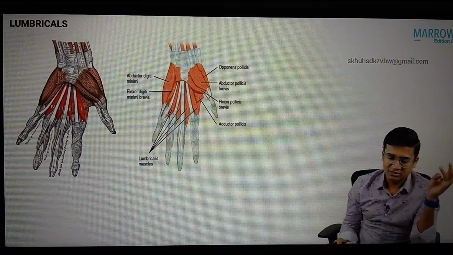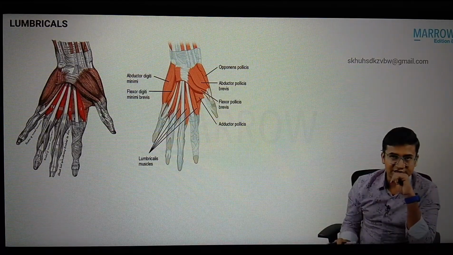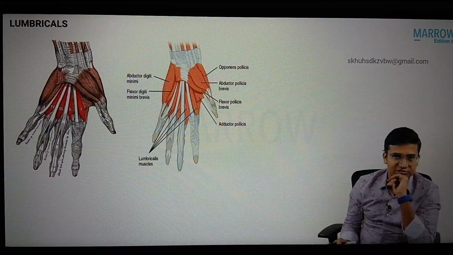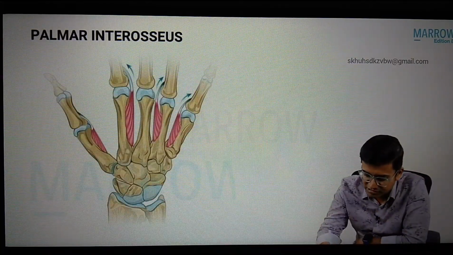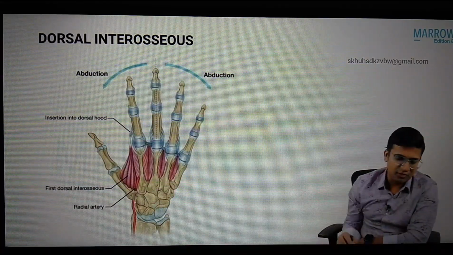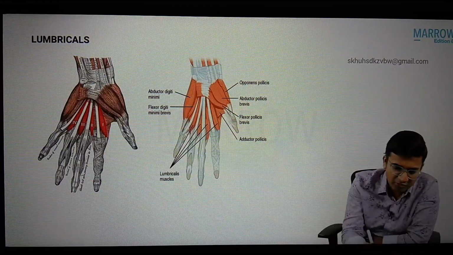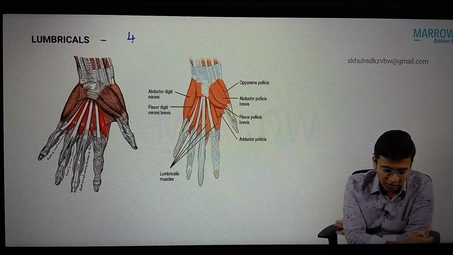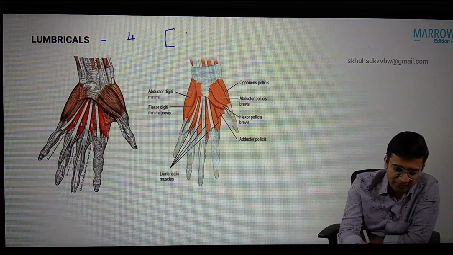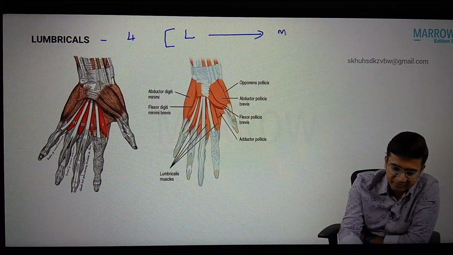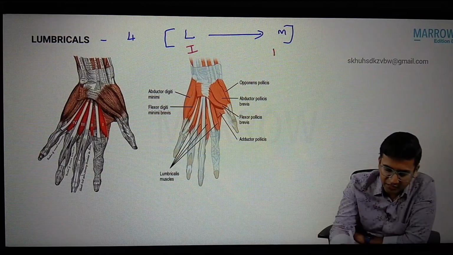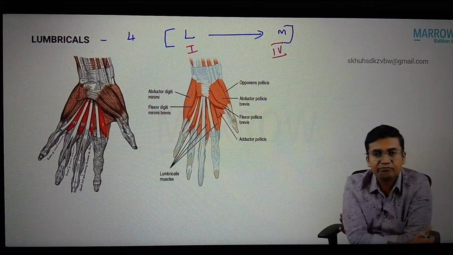Now, we are going to discuss the small muscles in the palm: lumbricals, palmar interosseous and dorsal interosseous. See, from 2018, I am saying we are getting one question on the lumbricals, palmar interosseous and dorsal interosseous. Right. Now, lumbricals. How many lumbricals do we have? We have 4 lumbricals. Lumbricals are named from lateral to medial. So, the first lumbrical is lateral and the 4th lumbrical is medial.